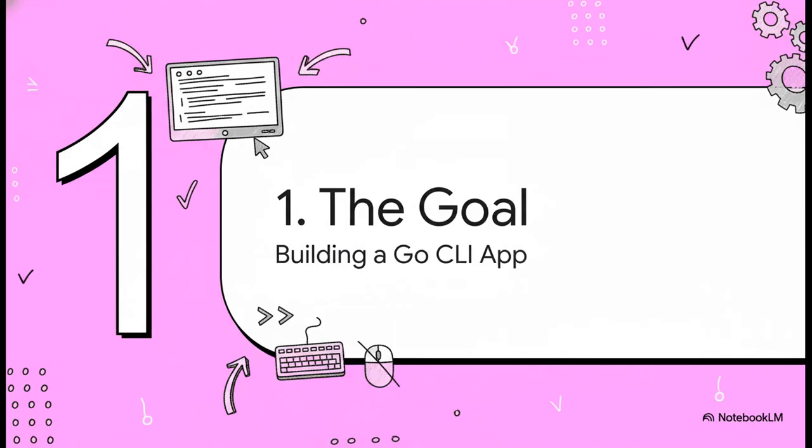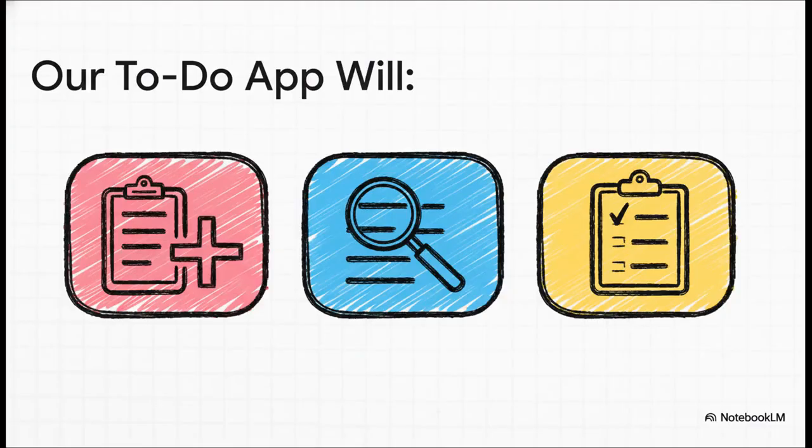All right, so first things first, what are we actually building? The goal here is a simple, no-frills program that lets you manage a to-do list right from your terminal. No mouse, no fancy windows, just you and the command line getting things done. And to keep things nice and focused, our little app is going to do three things really well. We'll be able to add new tasks, see everything on our list, and of course, mark tasks as complete. That's it. Simple, super useful, and a perfect scope for learning.